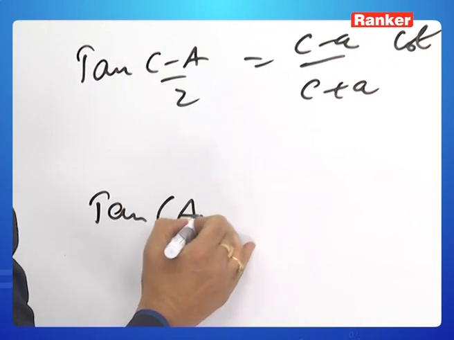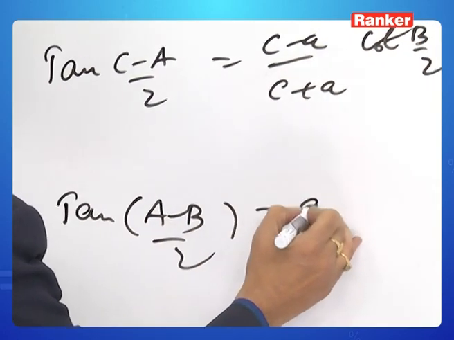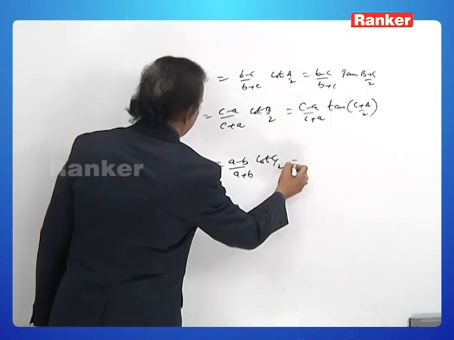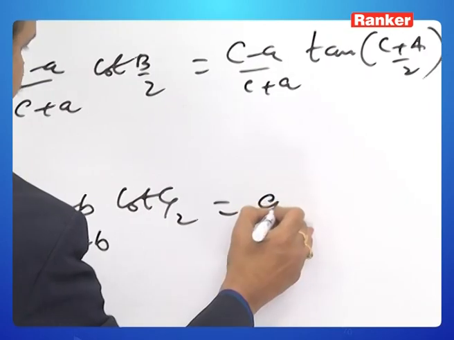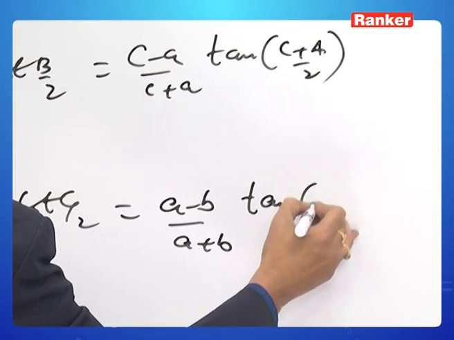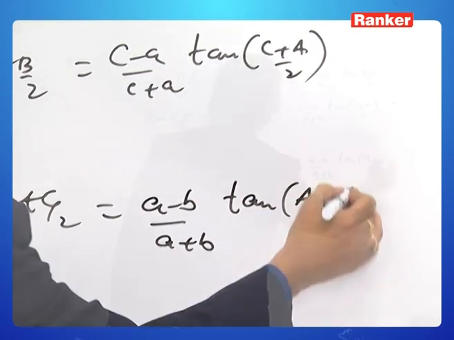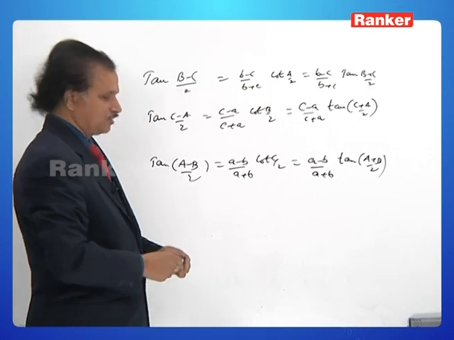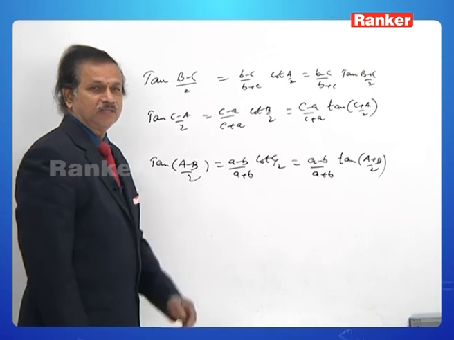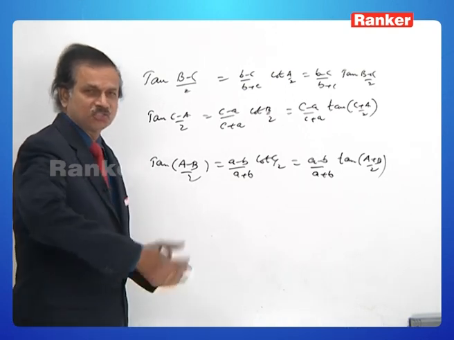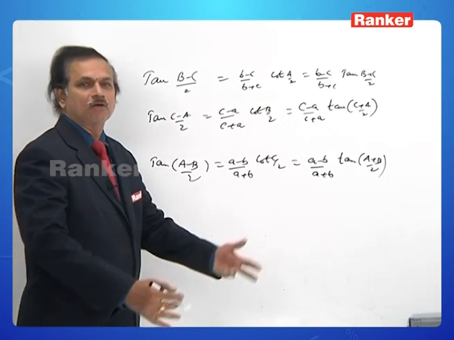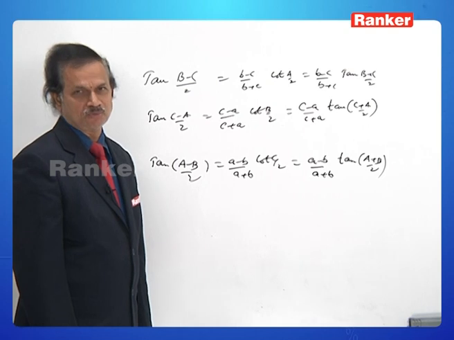Tan of (a minus b) by 2 is equal to (a minus b) by (a plus b) into cot C by 2, or this can be again written as (a minus b) by (a plus b) into tan of (A plus B) by 2, like that. These three similar statements, cyclic statements, in the sense that the letters come cyclically, are together called the tangent rule or Napier's rule.